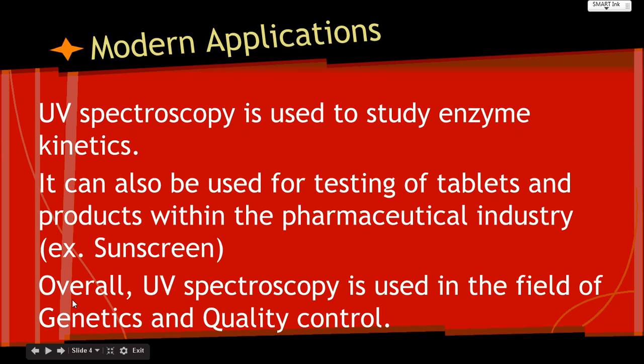Okay, so UV spectroscopy has many things it can do. First, it's used a lot in genetics, especially enzyme kinetics and looking at DNA. It can also be used in the pharmaceutical industry, where it looks into the composition of products and is used in quality control. In pharmaceuticals, it tests the tablets to make sure they're stellar.